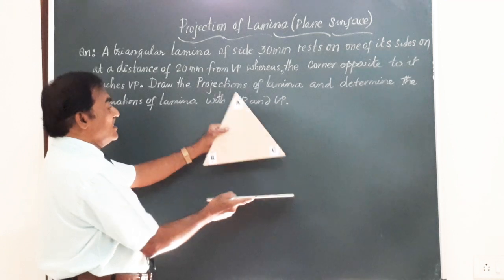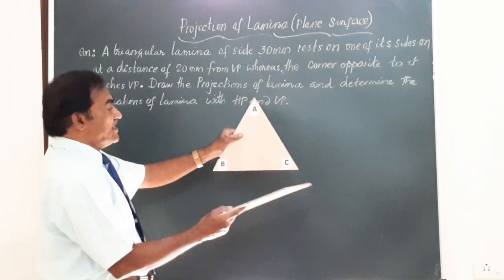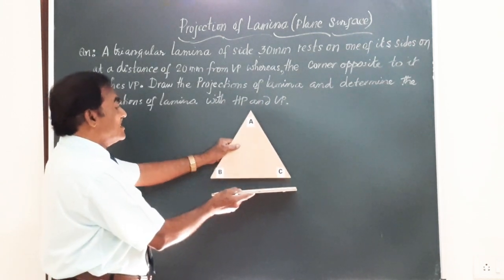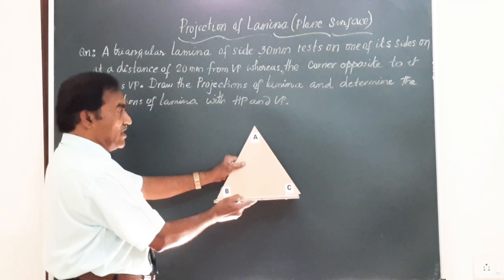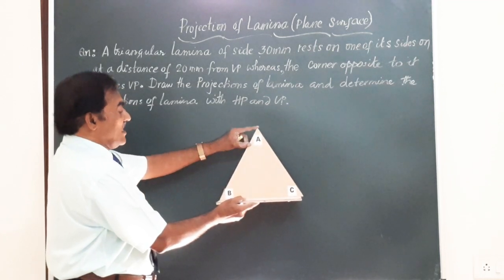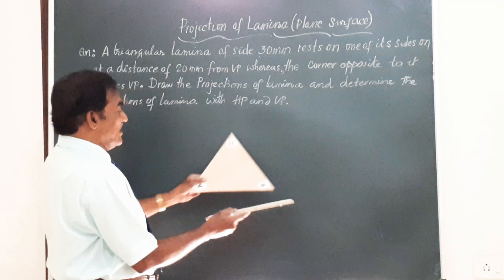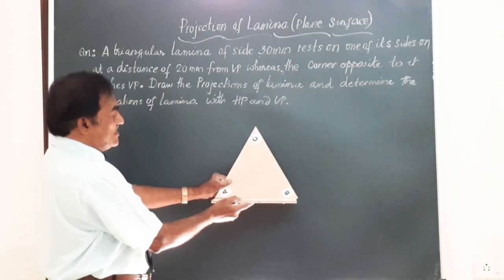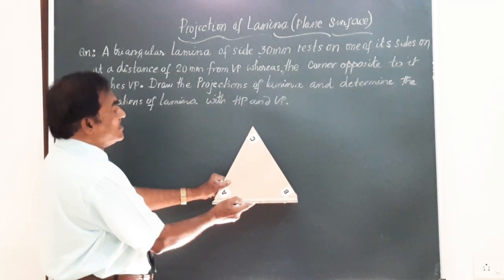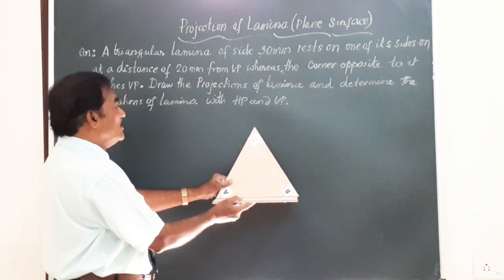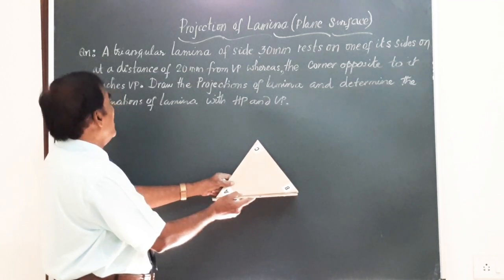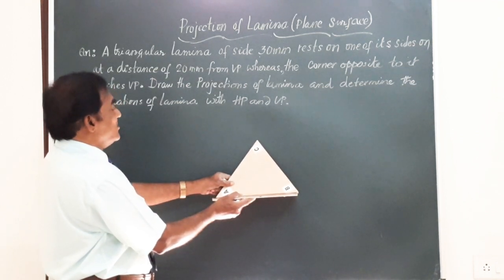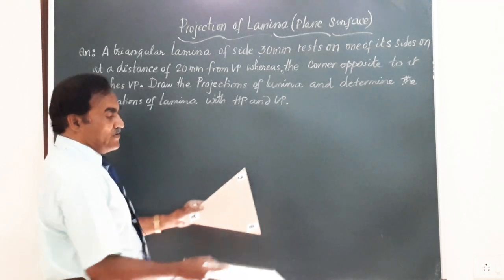He says this side of the lamina is at a distance of 20 millimeter from the wall, whereas this corner, say I will keep like this, AB is resting at a distance of 20 mm from the wall. This is touching here, the opposite corner is touching. He is asking you what is the angle made by the line or the lamina with HP and VP.